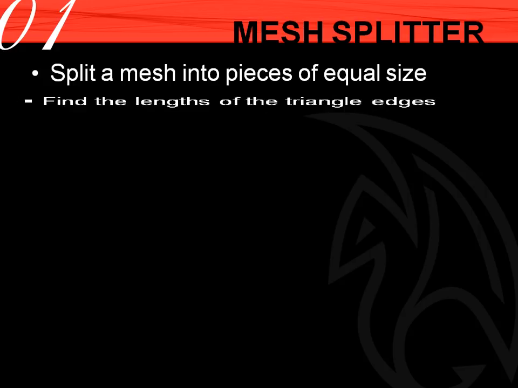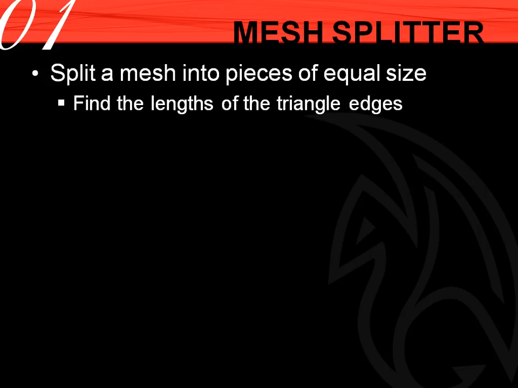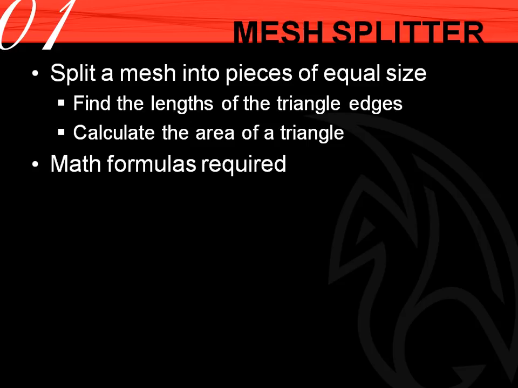So, what do we need to be able to split a mesh up into pieces of equal size? Well, we need to know 2 different things. One, we need to find the lengths of the triangle edges. So go through each triangle and find the lengths of their edges, and then calculate the area of a triangle. If you know the lengths of the edges of a triangle, then you can find the area of that triangle. So we're going to need 2 math formulas.